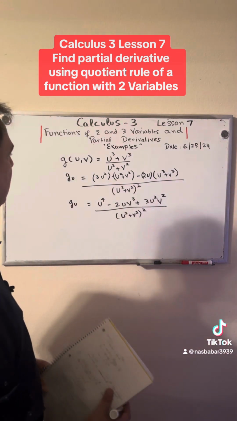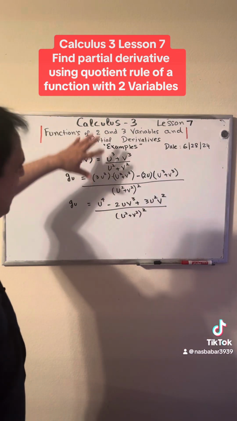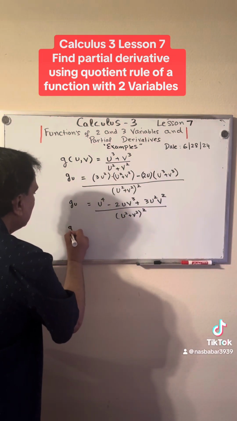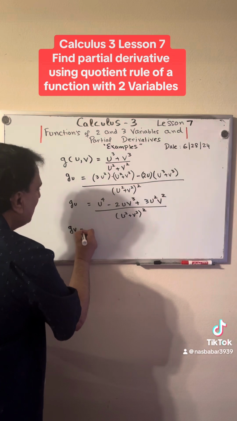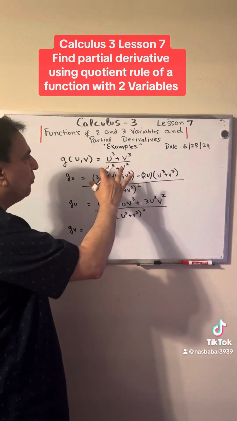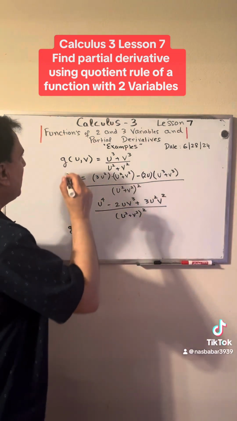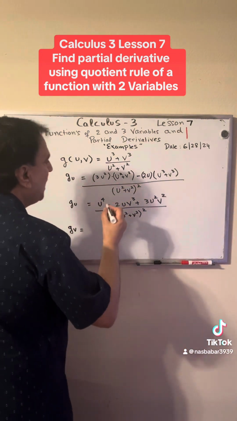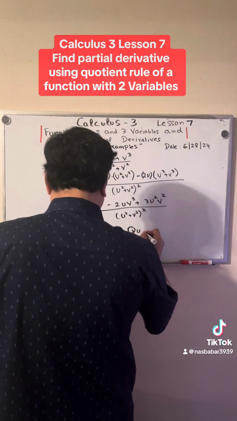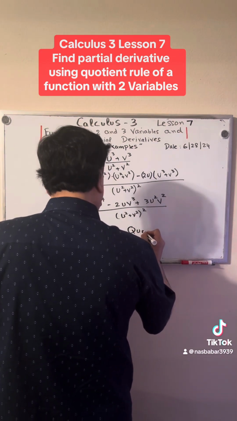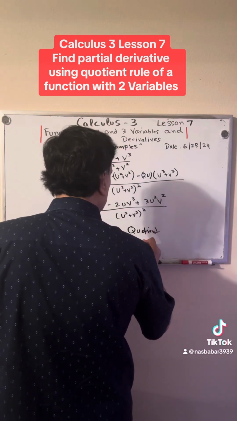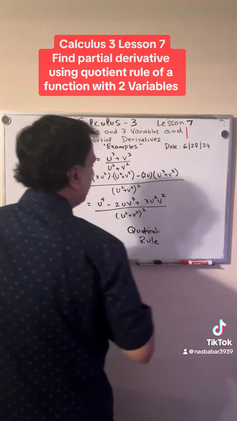We took the derivative with respect to u, but you've got to do the same exercise with respect to v. And I'm going to let you guys do it. But what I applied on this was two things. I applied partial derivative and then I applied quotient rule. So keep that in mind.